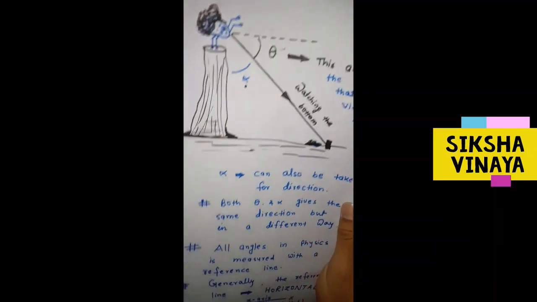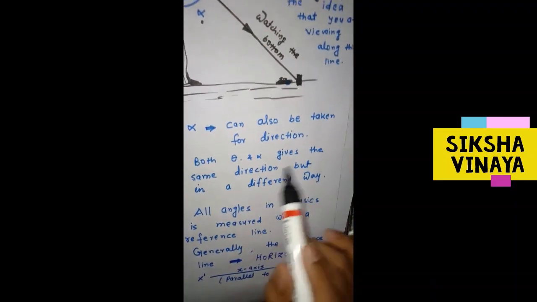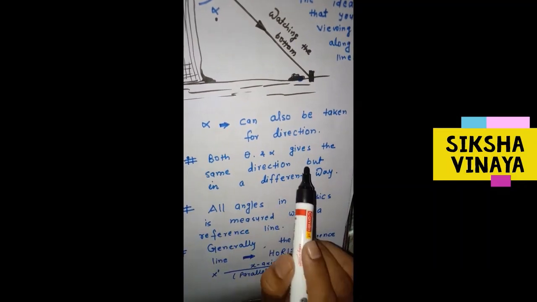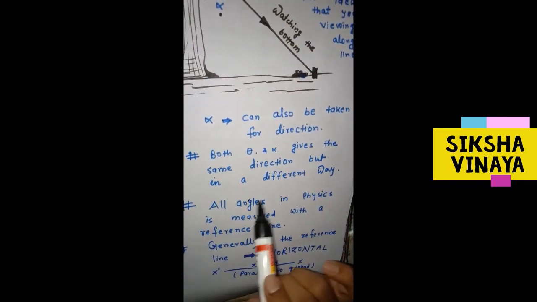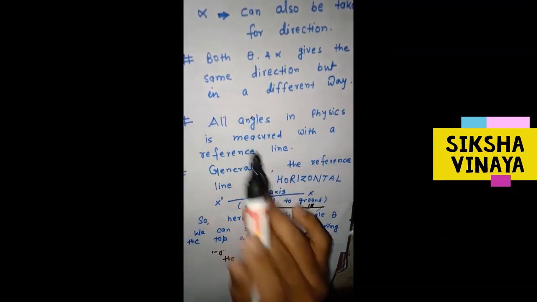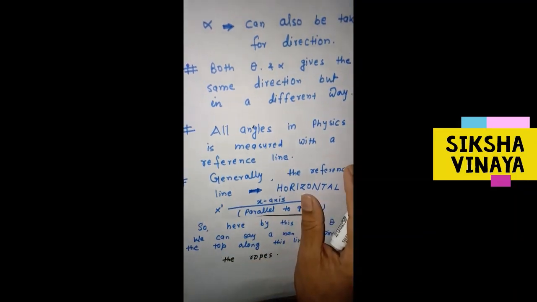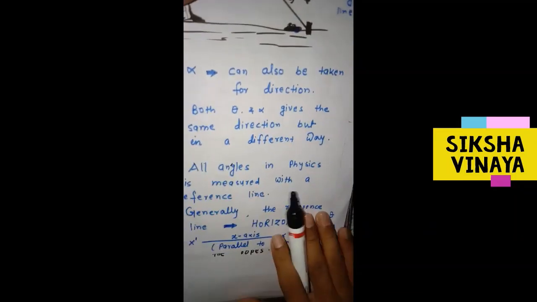Okay. So alpha can also be taken for direction. Both alpha and theta give the same direction, but in a different way. All angles in physics are measured with a reference line, as I already told you.